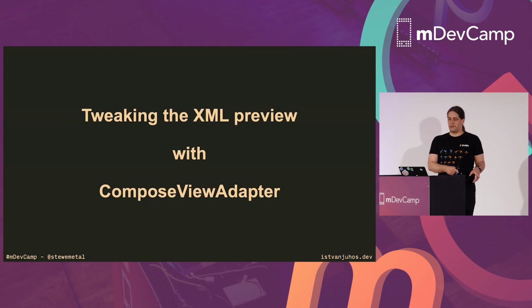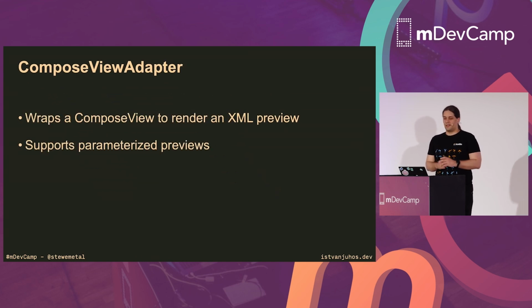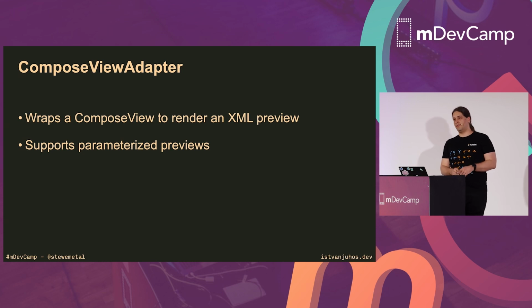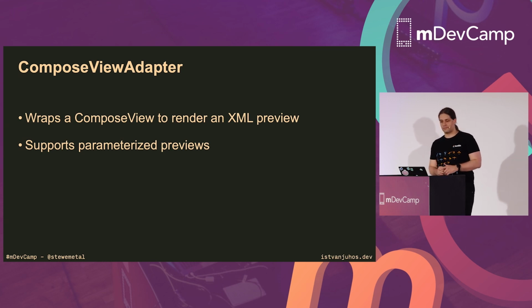Okay, let's backtrack to the point where we added the compose view inside our layout, and the preview didn't actually show anything because there wasn't any composable for the preview to be shown. Let's tweak this. There is an API for that, and it's called Compose View Adapter. Compose View Adapter needs to wrap a compose view in the layout to work, and it's supposed to show a specific composable that we can set to it, so that our preview actually does something for the compose view. And it also supports parameterized previews. We'll see how that works in a second.